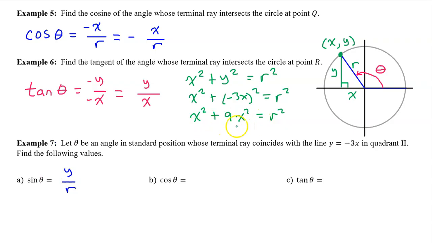But these are like terms. 1x squared plus 9x squared is 10x squared. So 10x squared is equal to r squared. Let's solve this for x by dividing both sides by 10. That will give us x squared is equal to r squared over 10.